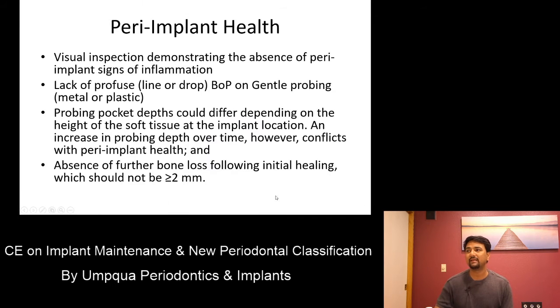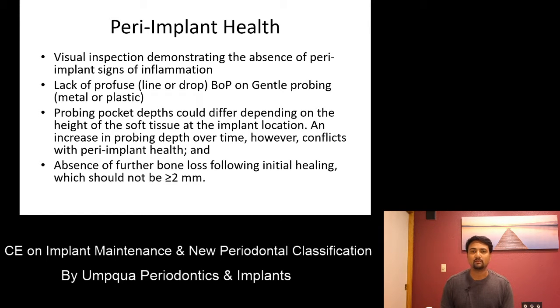So what is peri-implant health? Whenever a patient comes to you who has single, multiple, or full arch implants, as a hygienist, you should do a visual inspection of the tissues around the implant for any signs of inflammation, swelling, etc. You should probe around the implants. That's my recommendation, and I do get a lot of questions: should we probe around the implants with a metal probe or a plastic probe? Well, it doesn't really matter whether you use a metal probe or a plastic probe.